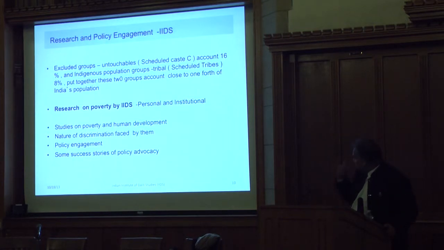Now, therefore, the IIDS undertook research on poverty of these groups, and I will try to explain my personal engagement as well as the institutional engagement. The main studies that we have done so far, which have brought out the poverty by disaggregated group, are studies on poverty and human development. This was done for UNDP. For the first time, UNDP asked us to prepare a human development index, which was very difficult, by disaggregated group for scheduled caste, scheduled tribe, and average. And it brings out that these groups lag behind.